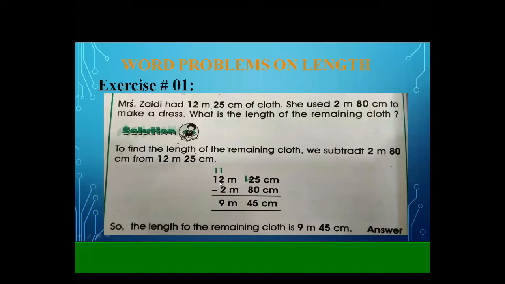Borrow is not mentioned here, but you should give borrow. When 2 gives borrow to it, it will become 12. 12 minus 8, 4. Here only 1 is remaining. 1 is smaller than 2. So when this one gives borrow to this, it will become 11. 11 minus 2, 9, and here remains 0. 0 is not mentioned here. So your answer is 9 meter 45 centimeter. The length of the remaining cloth is 9 meter 45 centimeter.